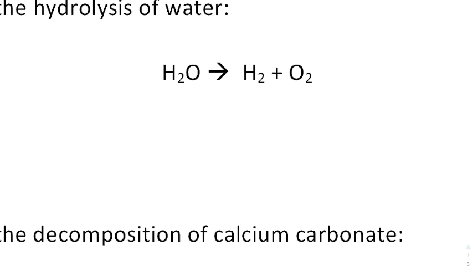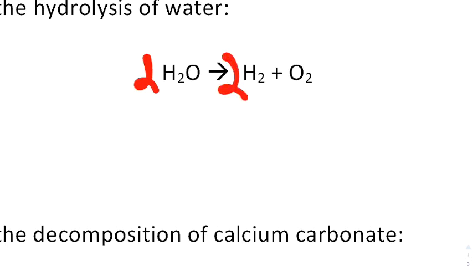So we need a balanced chemical equation here. So therefore we look and we see that there's two hydrogens. Those are balanced. One oxygen, two oxygens. So not balanced. So we put a 2 here to balance it. But it also means now we have 4 hydrogens. So we've got to come over here and balance that.